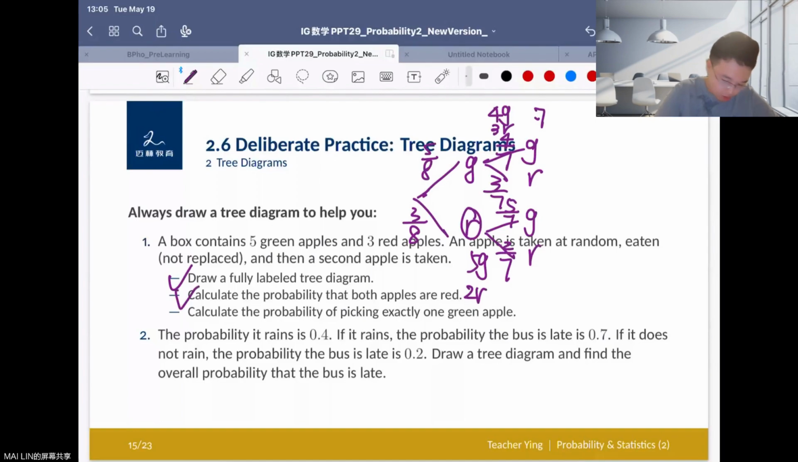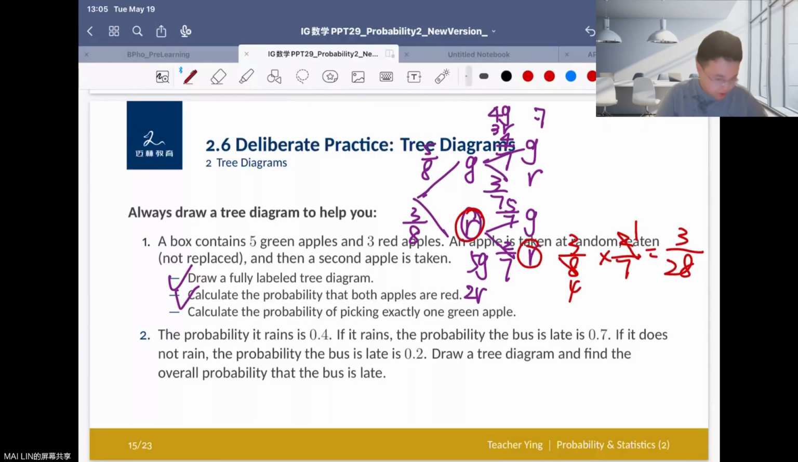So second is to calculate the probability that both apples are red, okay? So both red here, you can just find here, red, red, okay? So the probability here equals 3/8 times 2/7, okay? 3/8 times 2/7. So you can calculate it as 1/4, that is 3/28, okay? That is it.